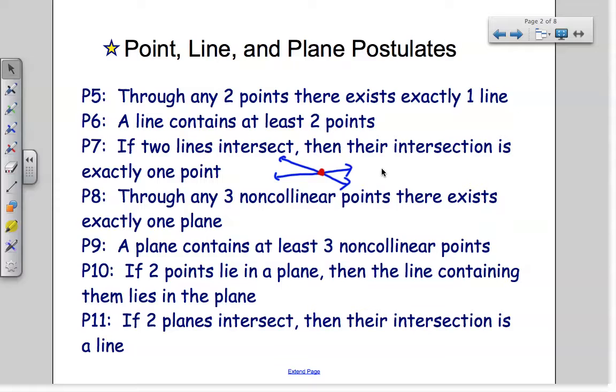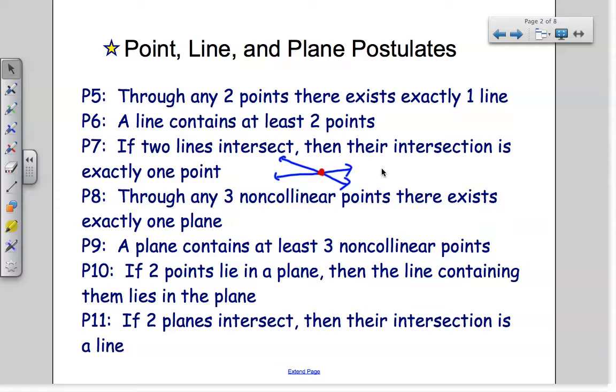And all you need is 3 points. So again, pick 3 corners of the room. And it'll have to be a certain wall, or maybe the ceiling or the floor, that has those 3 points. But 3 points is always enough to determine one single plane, or in this case, one wall or floor or ceiling. Postulate 9 is kind of the reverse of that. A plane contains at least 3 non-collinear points.